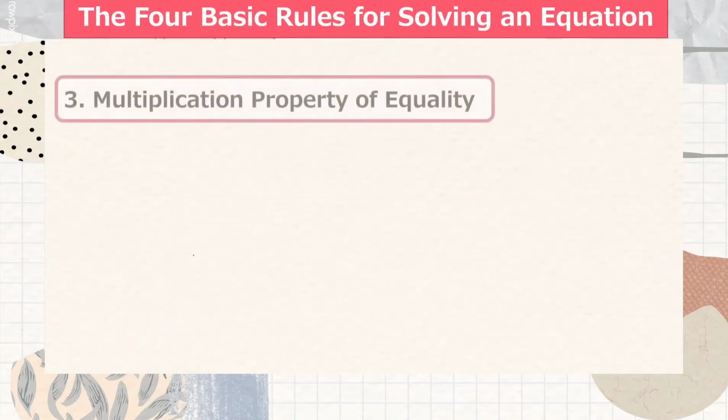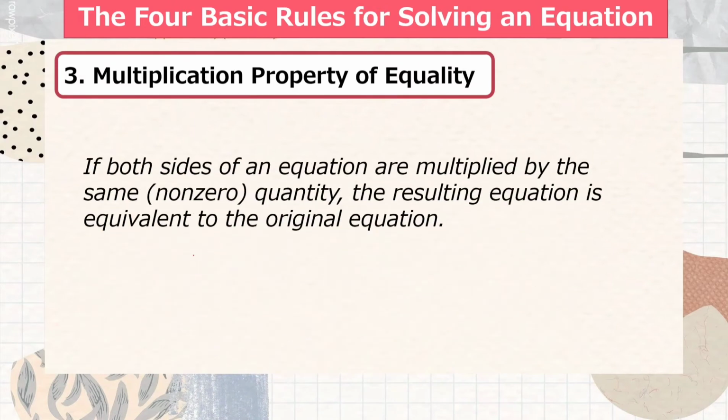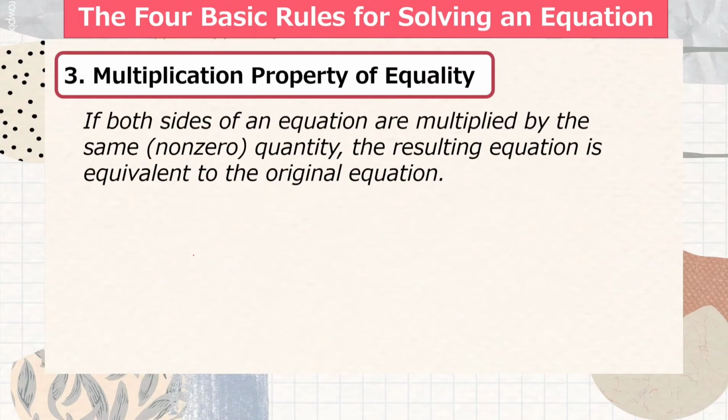Okay, so let's have the third rule, which is the multiplication property of equality. It states here that if both sides of an equation are multiplied by the same non-zero quantity, the resulting equation is equivalent to the original equation. So, let's have an example. We have x divided by 5 is equal to 15. Remember, kung meron tayong fraction, that is also equivalent to division. So, that's why we have x divided by 5 is equal to 15.